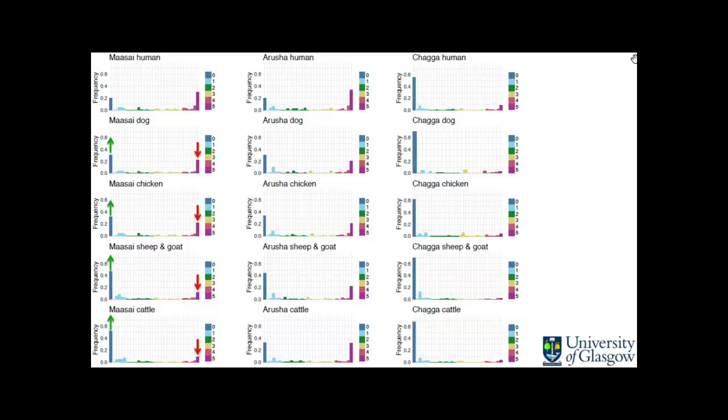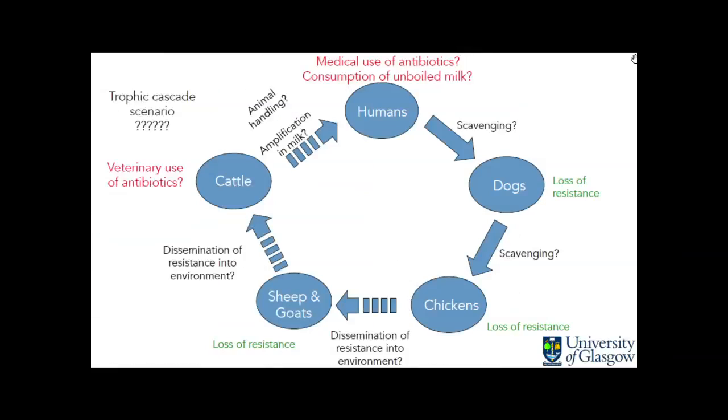We see a similar pattern in the Arusha, albeit with an increase in the number of penta resistance in the cattle. And in the Chaga, similar again, but starting from a much lower level of penta resistance in the human population. These kinds of patterns across species cause us to hypothesize that there may be flow between host communities.